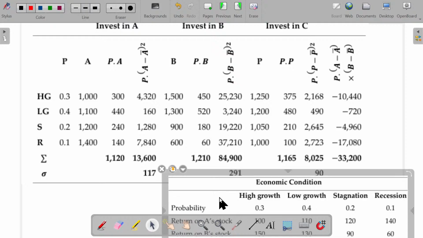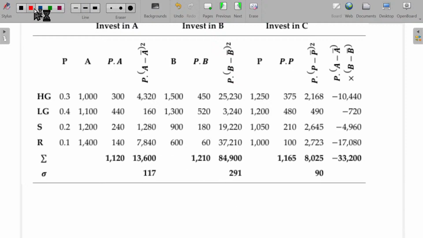Now I am going to teach you the interpretation. What happens if you are investing 1000 rupees fully in A? Your 1000 rupees becomes 1120 subject to a deviation of 117. Rather than investing in A, if you are investing in B, you will be getting 1210 subject to a standard deviation of 291. So the return for A is 1120, in case of B 1210.